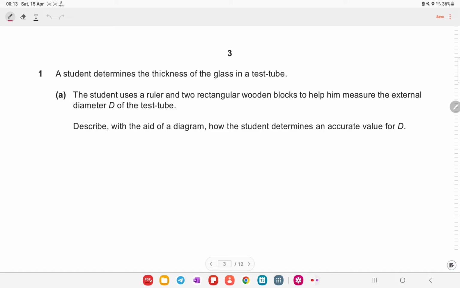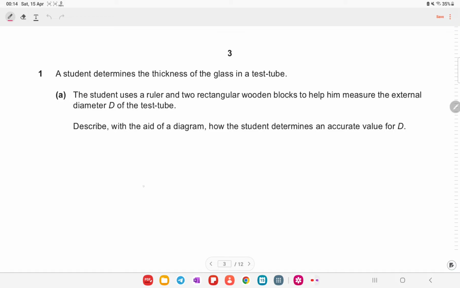The first question states that a student determines the thickness of the glass in a test tube. The student uses a ruler and two rectangular wooden blocks to help him measure the external diameter of the test tube. Describe, with the aid of a diagram, how the student determines an accurate value for D. So first of all we need to see what apparatus we have. We have two wooden blocks, a ruler, and a test tube.